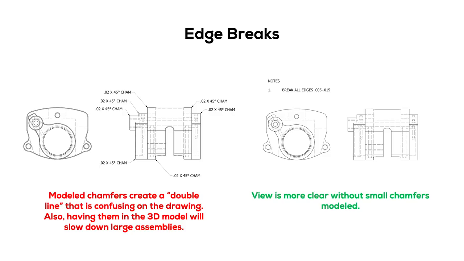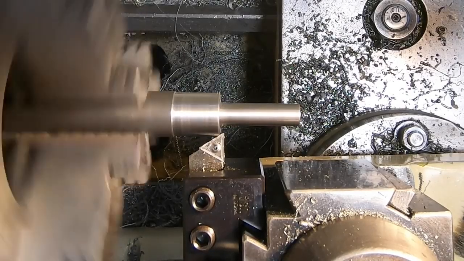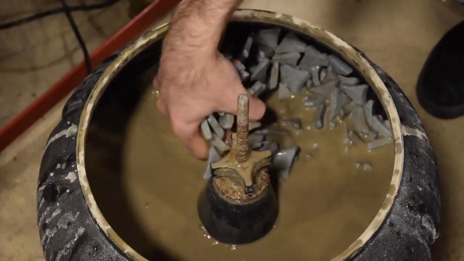If all you want is an edge break, best practice is not to model or dimension small chamfers or fillets. Instead, you can use a general note asking the manufacturer to remove burrs and sharp edges and perhaps only supply a loose range for the size of the edge break. If you use a note like this, you've given them the option to deburr on the machine using a hand tool, grinder, bead blast, or a vibratory finishing machine.